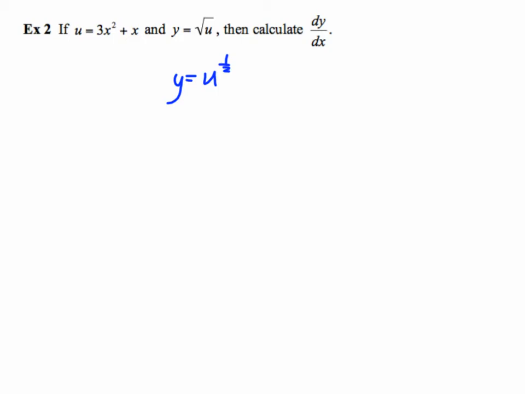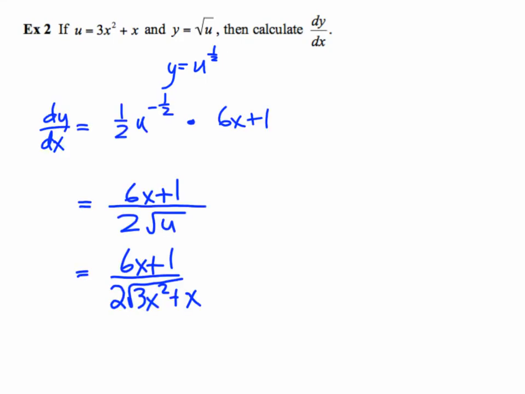So if I take the derivative of this, the power comes in front, so the 1/2 comes in front, u to the -1/2, and then I take the derivative of what's inside. Well, what was inside was u. What does u represent? From the question, u represents 3x squared plus x. So if I take the derivative of u, it's 6x plus 1.